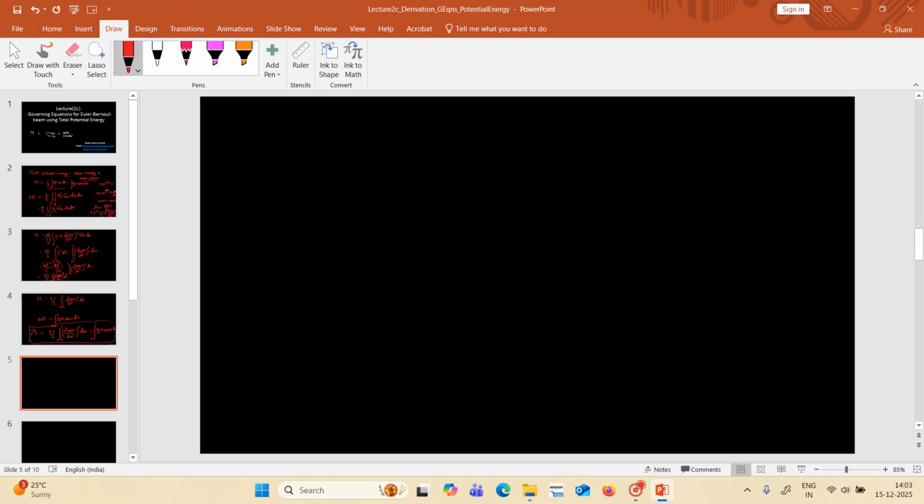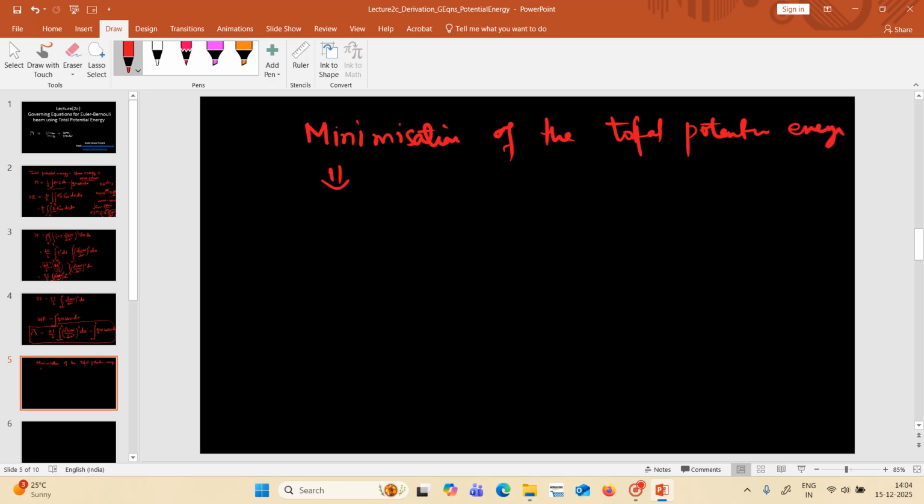To get the governing equation, we know there is a term, minimization of the total potential energy. It is also referred to as the first variational principle. What it is, if we make the minimization or use the first variational principle, it will give us the force equilibrium equations, that is called the governing equations of the beam. Okay, or the Euler-Lagrange equation.